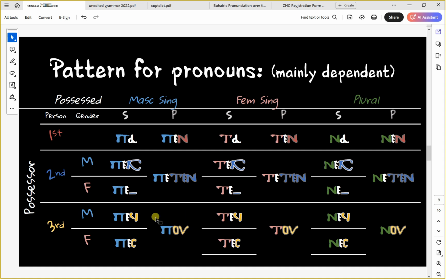So when you learn it like this, it's clear why this is poo, as opposed to, I don't know, pev or pel or whatever else you might think it is. It's because you're taking the thing that makes it masculine singular, and then you're taking the suffix for the possessor. So it'll just be poo. If they own one piece of bread, it would be poo-oik. And then the same thing for these, except that you just put a T or an N in place of the P.